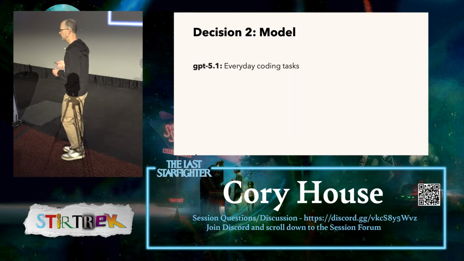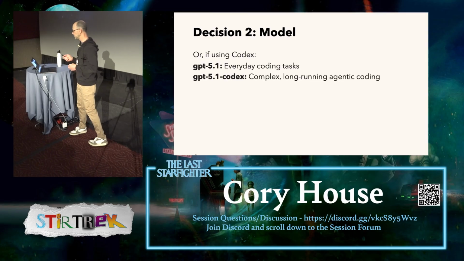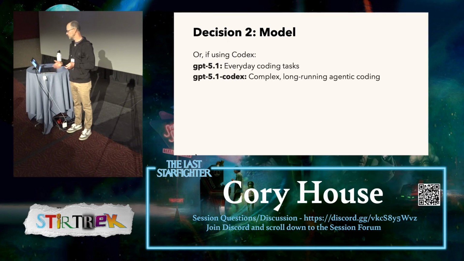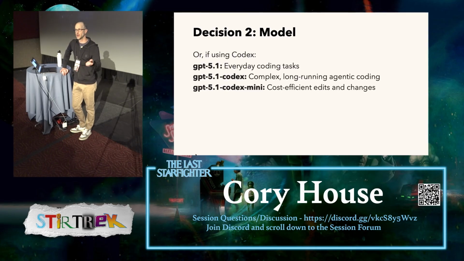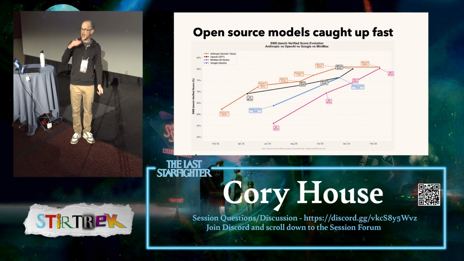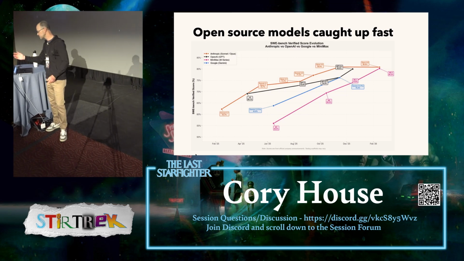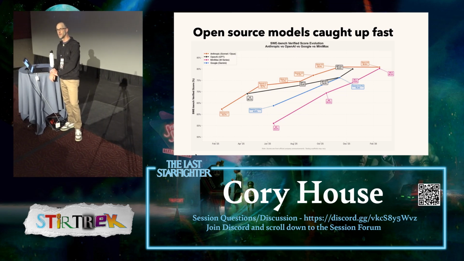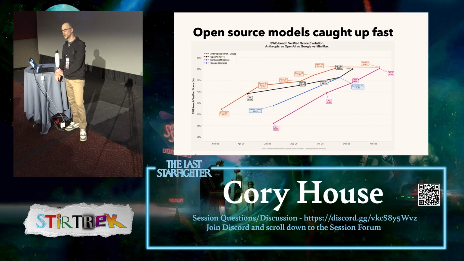Now, you could also, in the OpenAI space, there are equivalents. If you're using Codex, then you could use these different models, and they are more or less equivalent to what I was talking about over on the Anthropic side. Also, though, open source models, as I mentioned, they are catching up really fast. They are now, on latest benchmarks, nipping at the heels of these closed source models. So that's an interesting space as well. So that's decision number 2, model.